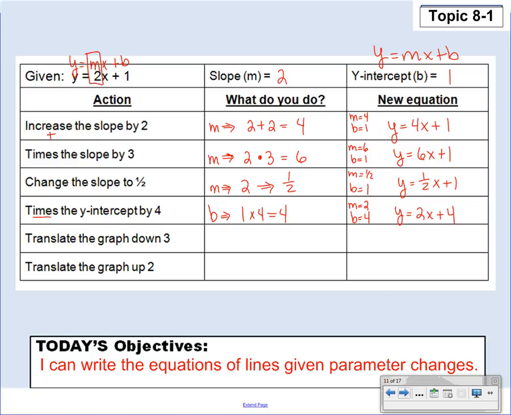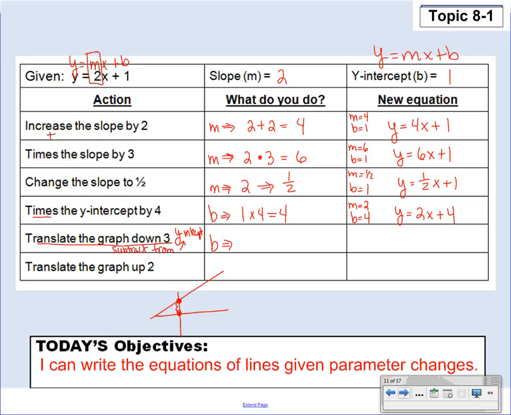Next one says to translate the graph down 3. If we are translating the graph down 3, this affects the y-intercept. If you think about how the graph looks, I'm going to draw it down here. My y-intercept is up here, going through, and I translate the graph down 3. I'm going to go down 3 spots to a new y-intercept. So when I translate down, I am actually subtracting. And we are subtracting from the y-intercept. So the y-intercept is the only thing that's being affected.